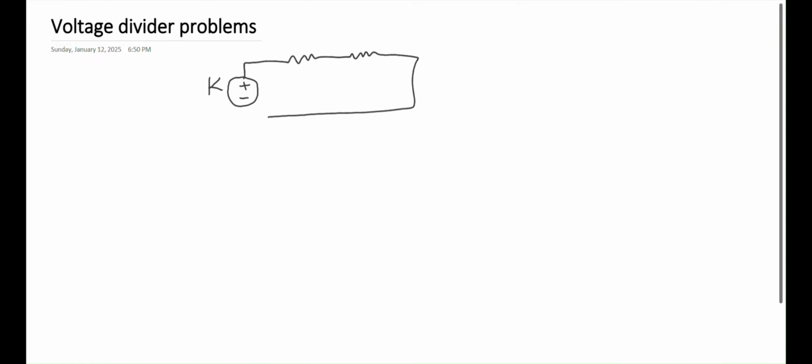What is a voltage divider circuit? If we have a voltage source, let's call it just K, and two resistors R1 and R2. We want to figure out the voltage of VR1 and the voltage across R2, which is VR2. How do we figure out VR1 and VR2?